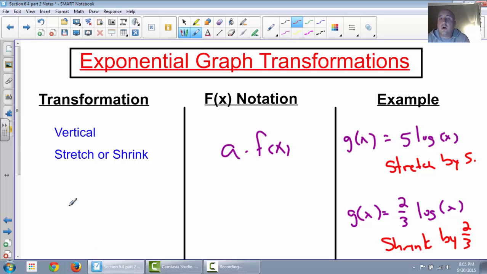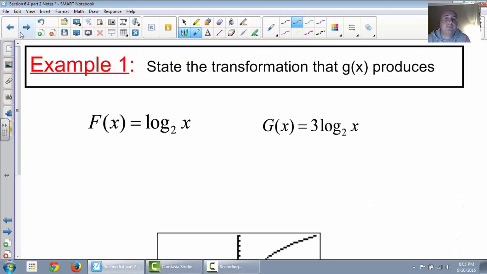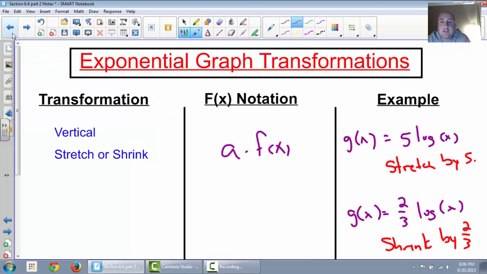All right, so we got all of our transformations down. Let's run through some examples and see where we are at. All right, so it says state the transformation that g of x produces. Okay, so in this first one here, we have log base 2 of x, so just a standard log problem. And in this new one, we've attached this 3 to the outside. So when we attach a number to something, it's either going to be a vertical or it's going to be a horizontal. So let's figure out which one does the whole function by a number. Okay, so if we notice here, we have this function right here. It says a times your whole function.